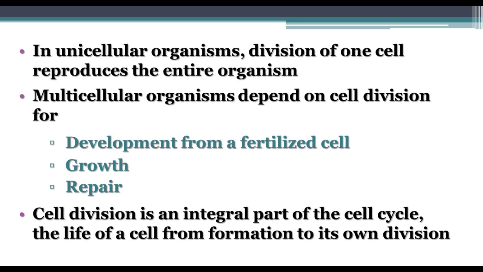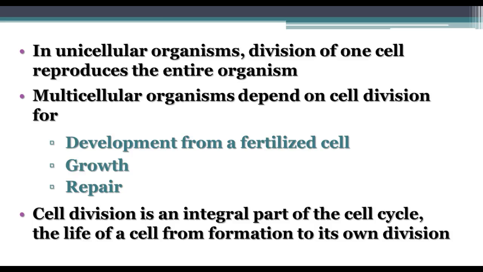In unicellular organisms, cell division is actually the way they reproduce. Multicellular organisms have cell division for lots of different reasons, including development from a fertilized cell, like the zygote or the fertilized egg cell, as a multicellular organism grows, for growth, and for repair. Whenever you have an injury of some kind or a tissue death, then cell division is necessary for repair.